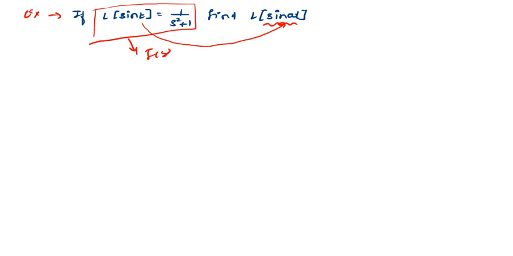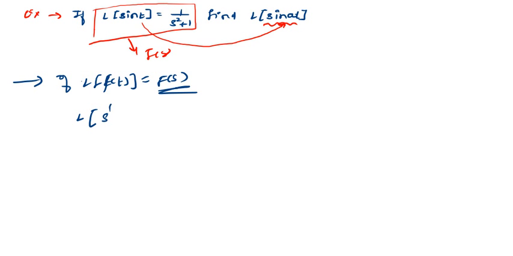So using the change of scale theorem, if L of f of t is F of s, and you know this, what is F of s given to us? L of sin t is given to us, that is 1 upon s square plus 1.